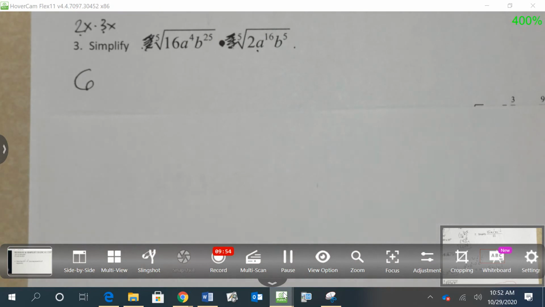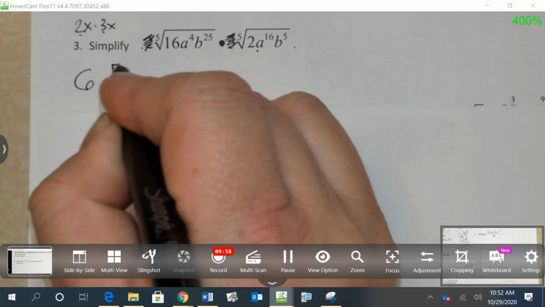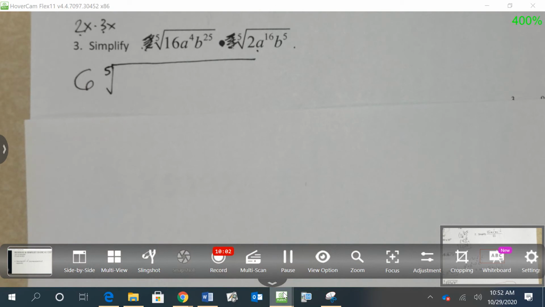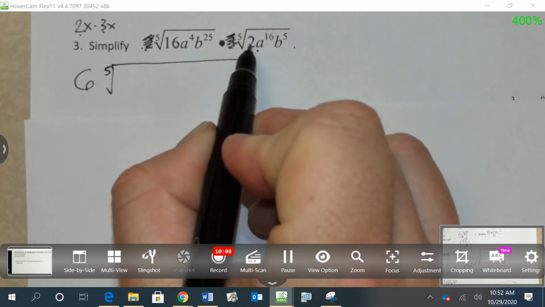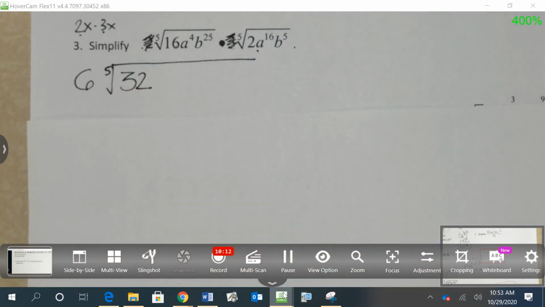And now I'm going to focus on the 2 radicals that have an nth root of 5. So I make the radical and I put a 5 there. Don't forget the nth root is 5. And now I'm going to multiply. So I know that 16 times 2 is 32.